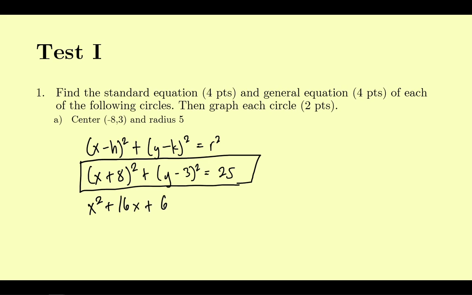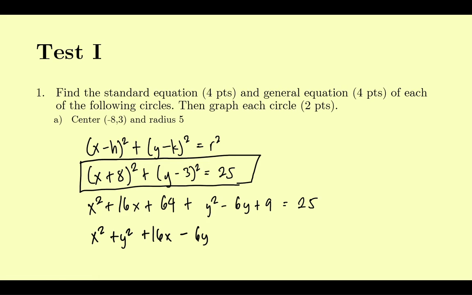plus 64 plus y squared minus 6y plus 9 is equal to 25. Then we can combine x squared plus y squared plus 16x minus 6y. And then you can combine 64 plus 9 is equal to 73. No? 73 minus 25. You can use a calculator for that, of course.